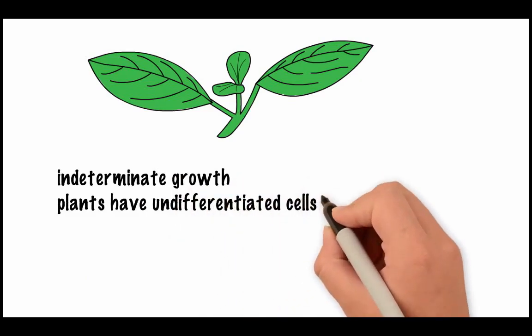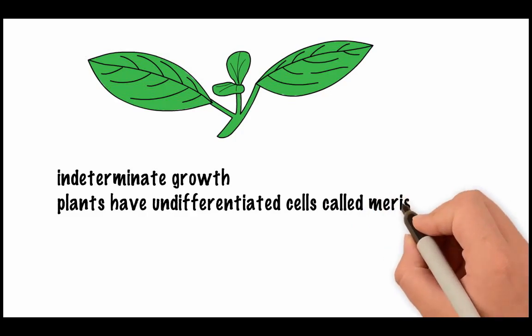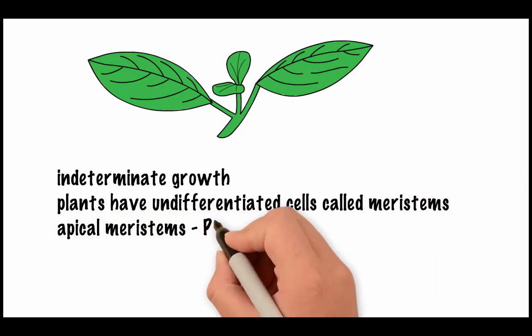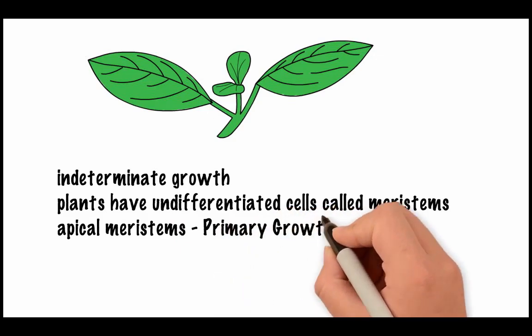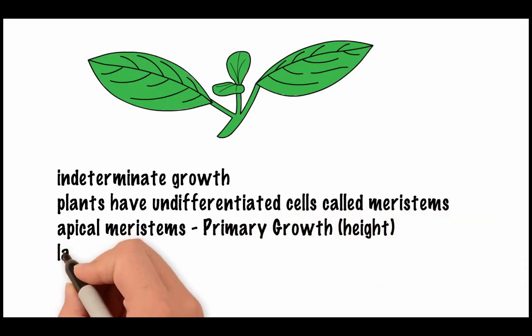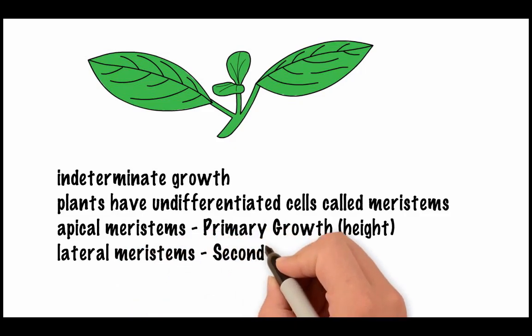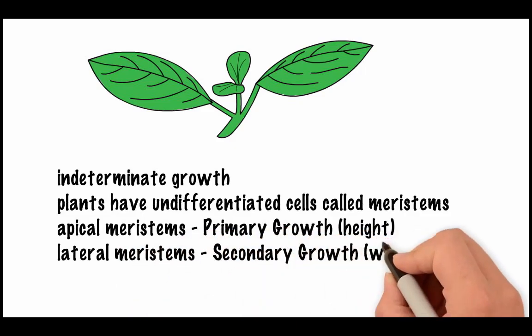This is made possible because of undifferentiated cells called meristems within the plant. Apical meristems are found at the shoots and roots, and they're responsible for primary growth upwards. Lateral meristems allow for secondary growth in width or thickness.